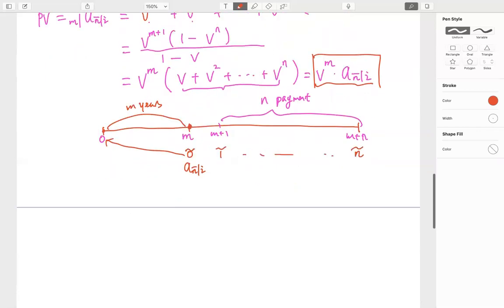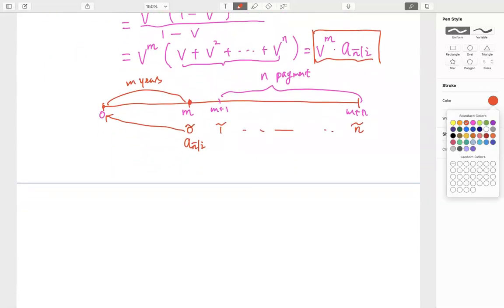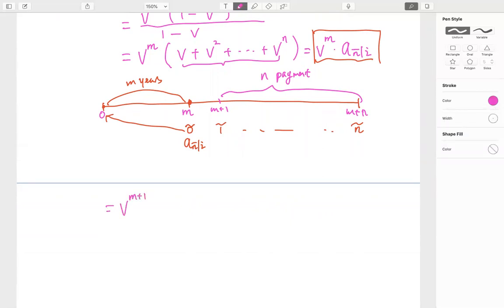Okay, that's not the end. There are so many things I can do. So what if I factor out the entire v to the m plus 1? Then inside will be 1 plus v goes all the way to v to the n minus 1. So this is v to the m plus 1 times this. This is the present value of annuity due.